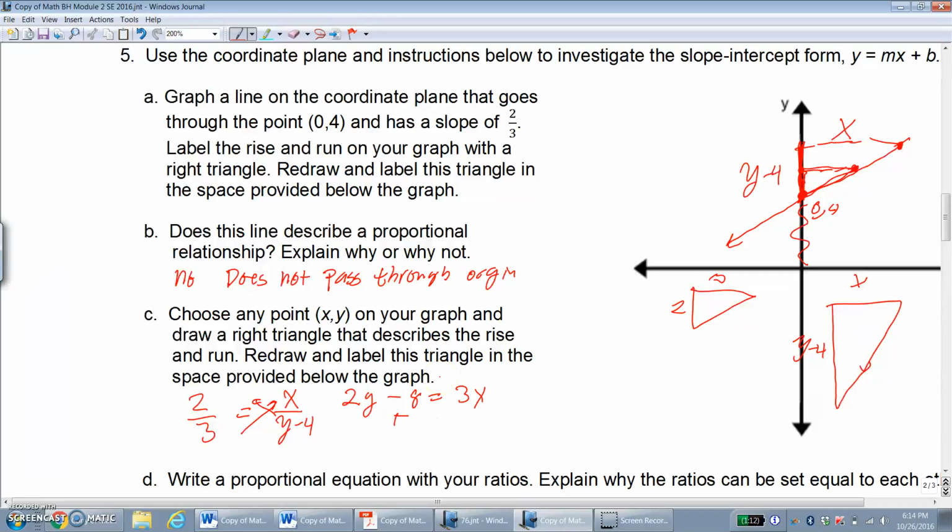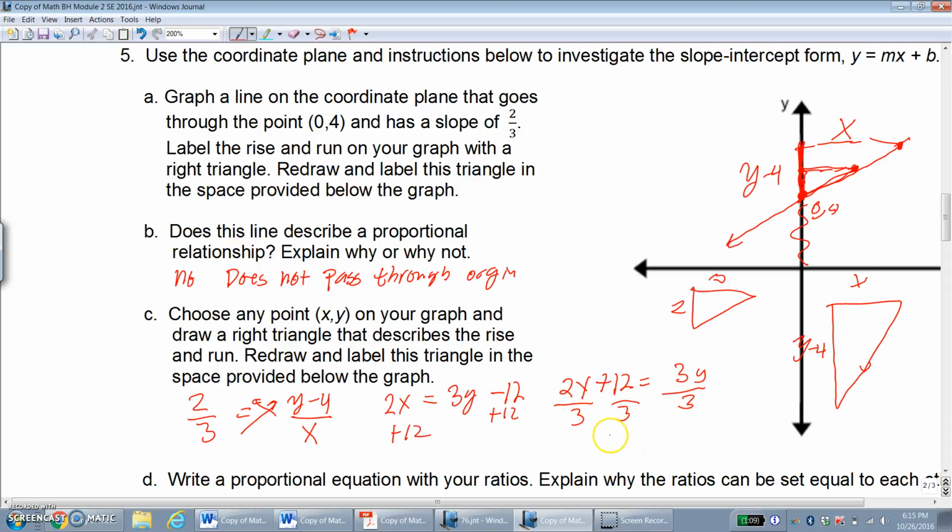Sorry, I set my proportion up incorrectly. My mistake was that I had the proportion of y on the wrong side. Remember, it's always rise over run, so it should have been y minus 4 on the numerator and x on the denominator. That changes it to now 2x equals 3y minus 12. And I want to get y by itself, so I'm going to add 12 on both sides. That'll give me 2x plus 12 is equal to 3y. Now I'm going to divide each and every term by 3, and that's going to give me 2/3 x plus 4 is equal to y.